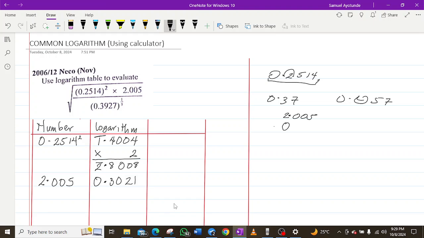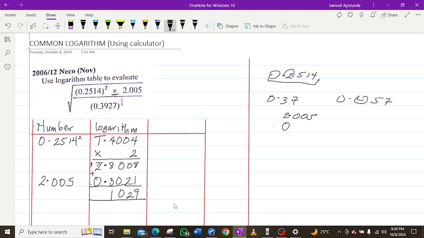So they have multiplication in between from the question. Since it is multiplication, we add the figures. So we sum the figures. 8 plus 1 is 9. 0 plus 2 is 2. 0 plus 0 is 0. 8 plus 3 is 11. We keep 1. So we now have 1 plus minus 2 plus 0.